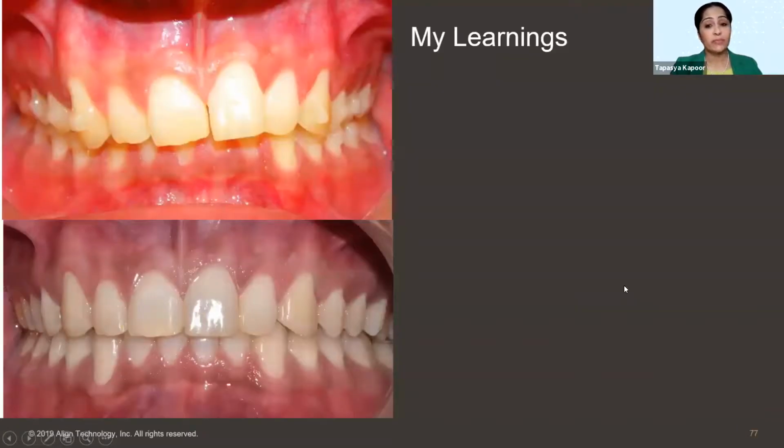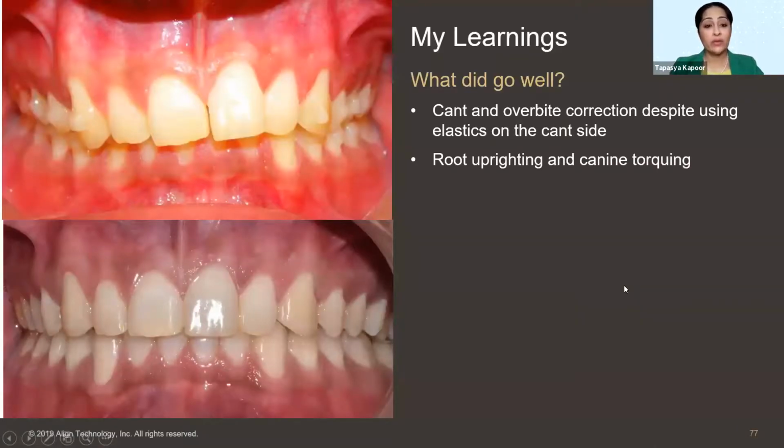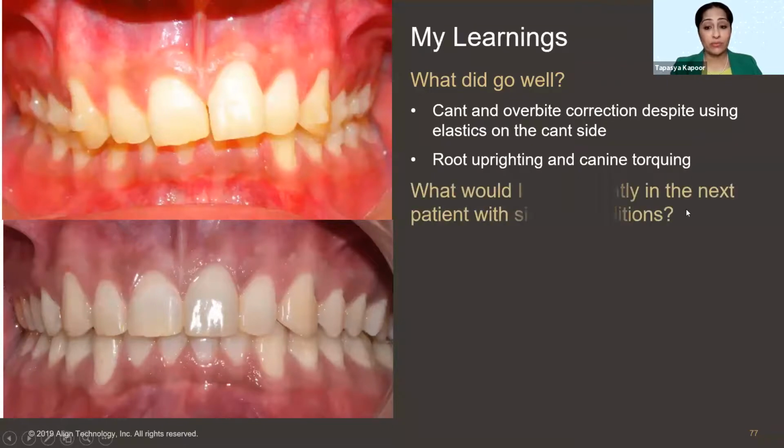What were my learnings? What really went well was cant correction. We did not need any TADs. We did not need any special mechanics. And overbite correction went well. Despite using class 2 elastics on the side of the cant, the root uprighting and canine torquing achieved was very good.